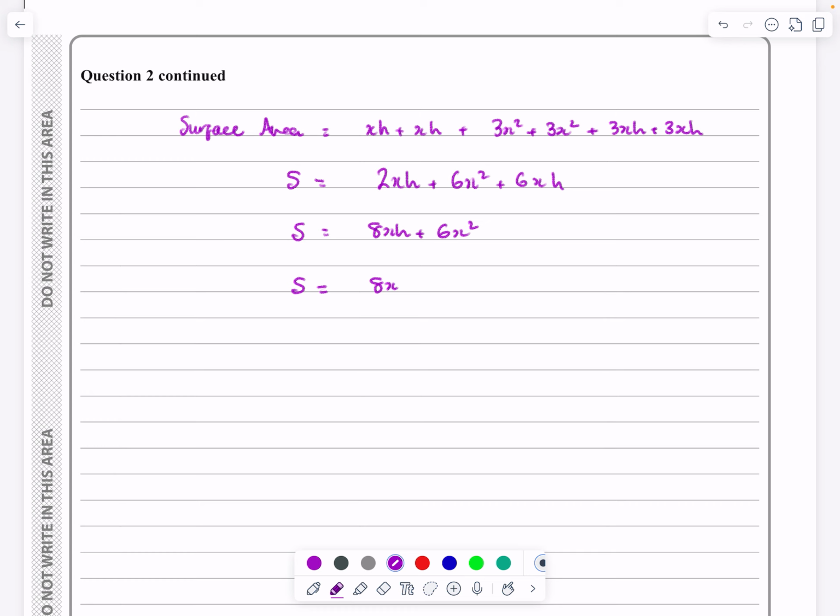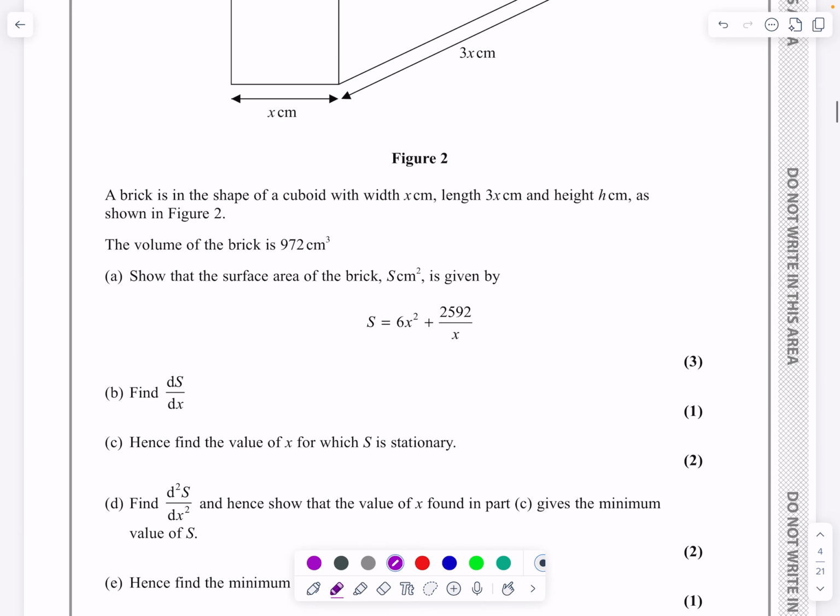So it's 8x times 972 all over 3x squared plus 6x squared, and that works out to be 2592 over x plus 6x squared, and that's what we were trying to get. So excellent, that first part.